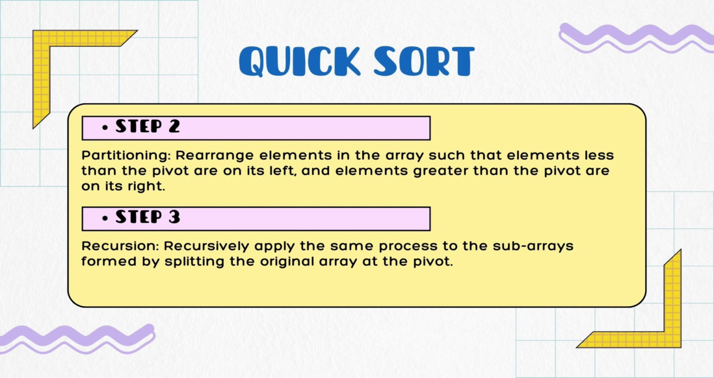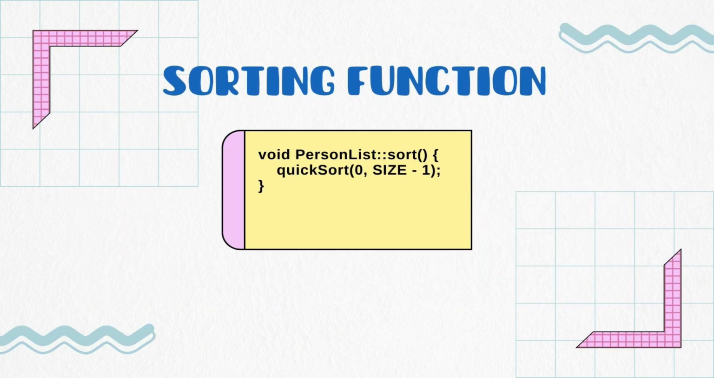Step 2. Partitioning. Rearrange elements in the array such that elements less than the pivot are on its left and the elements greater than the pivot are on its right. Step 3. Recursion. Recursively apply the same process to the subarrays formed by splitting the original array at the pivot. So this is the sorting function that we have applied in our C++ code, which is in the personlist.cpp.